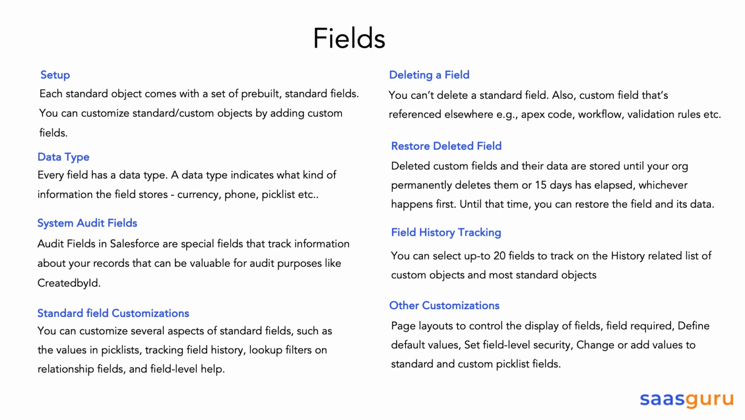System audit fields are pre-built, available out of the box as soon as a custom object is created or for any of the standard objects. These are pre-built fields used for auditing purposes, for any sort of changes to the record. When was the record created? Who created the record? Who modified it? So again, from a security perspective, system audit fields play a huge role.